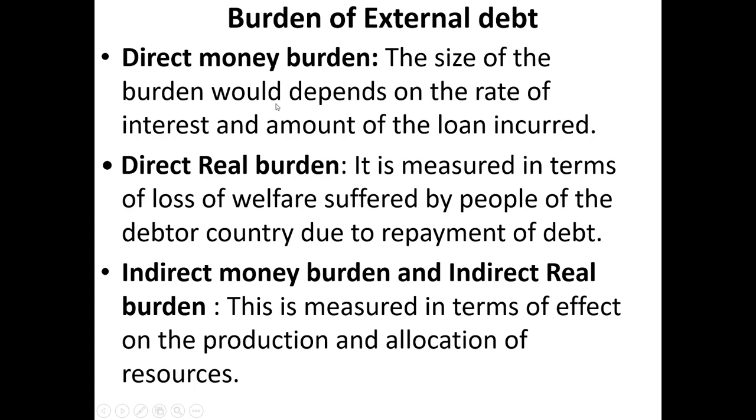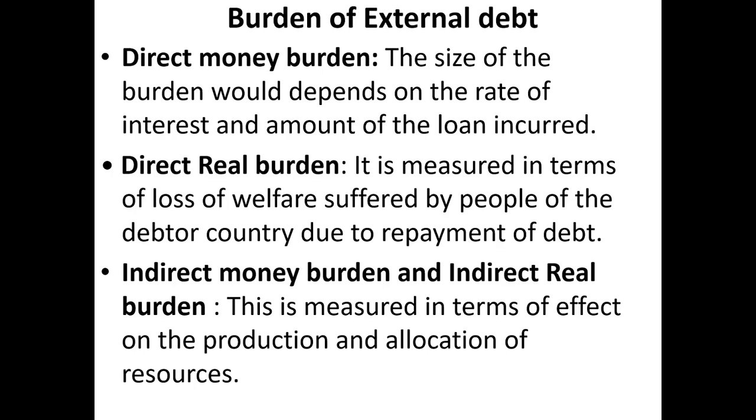The size of the burden would depend on the rate of interest and the amount of loan incurred. So there's a direct money burden on the society. In what way? The size of the burden would depend upon the rate of interest and the amount of loan incurred from foreign countries. The rate of interest is high, and there's also another problem, because if the exchange rate fluctuates, there's a problem here.